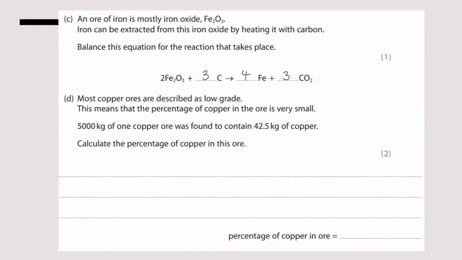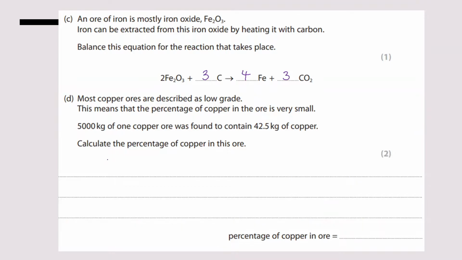This means that the percentage of copper in the ore is very small. 5,000 kilograms of one copper ore was found to contain 42.5 kilograms of copper. So that's not very much, is it? Calculate the percentage of copper in its ore.